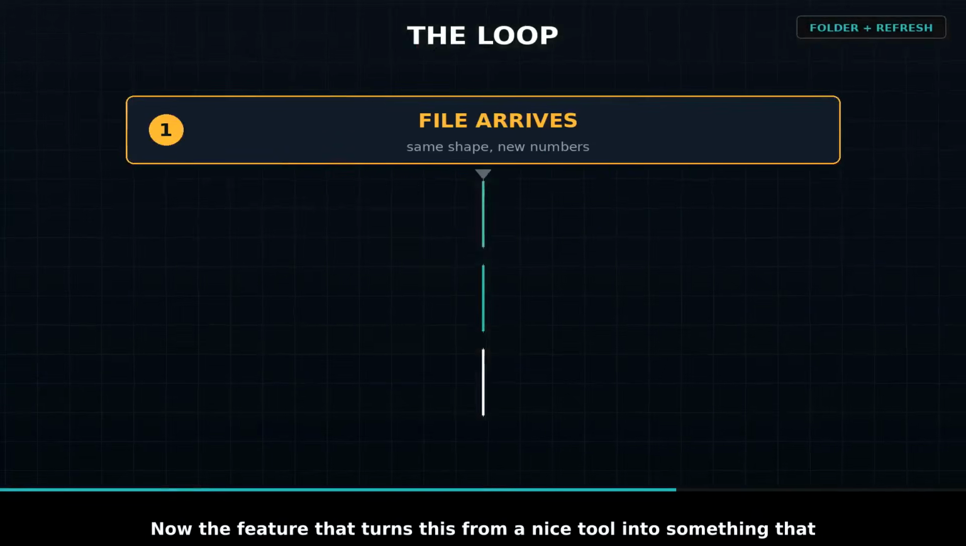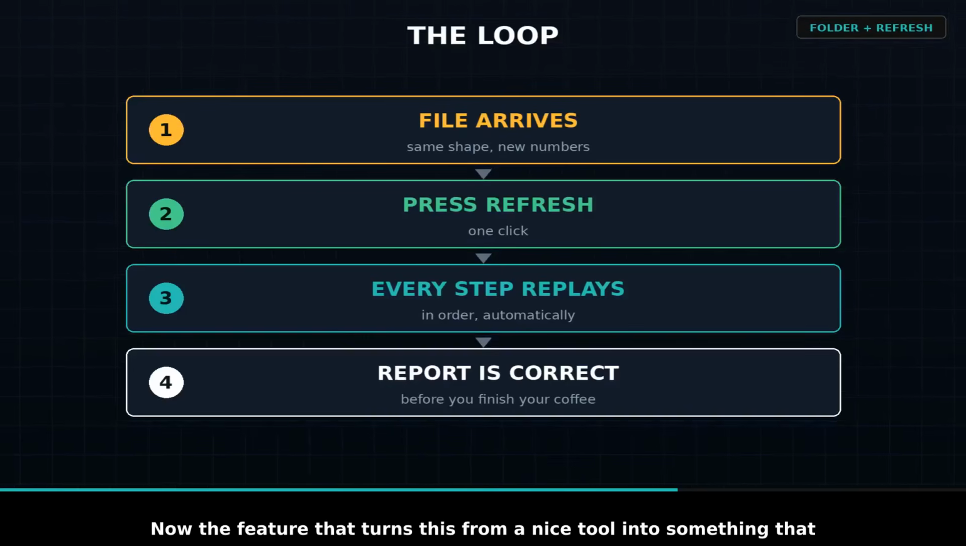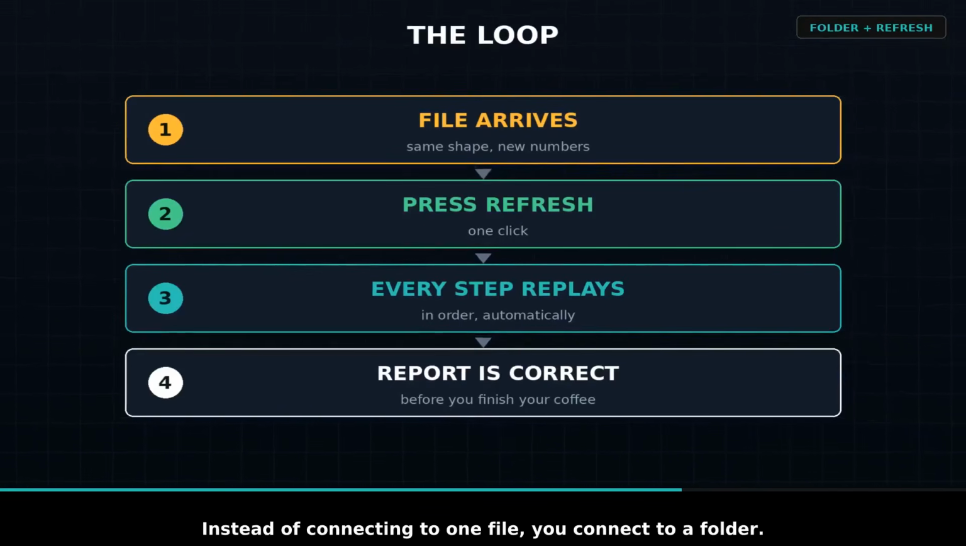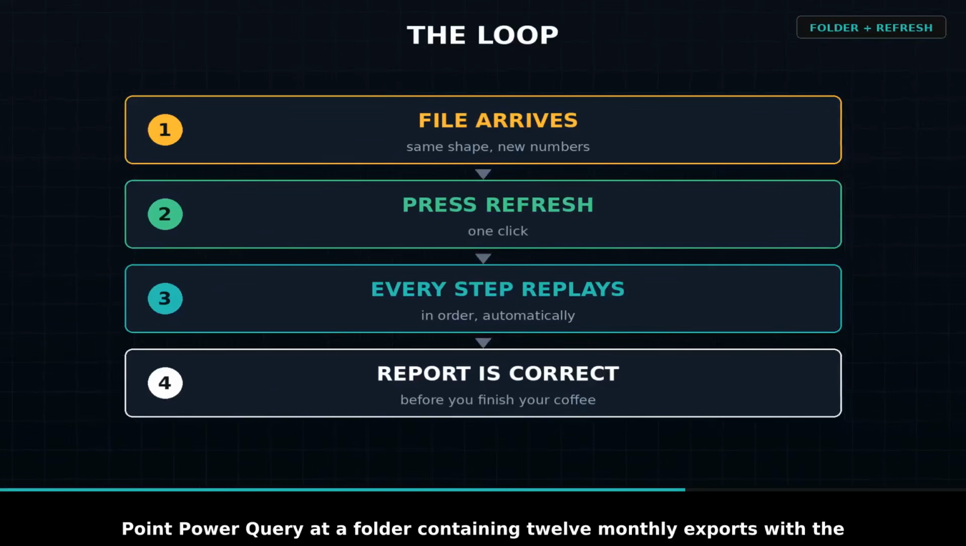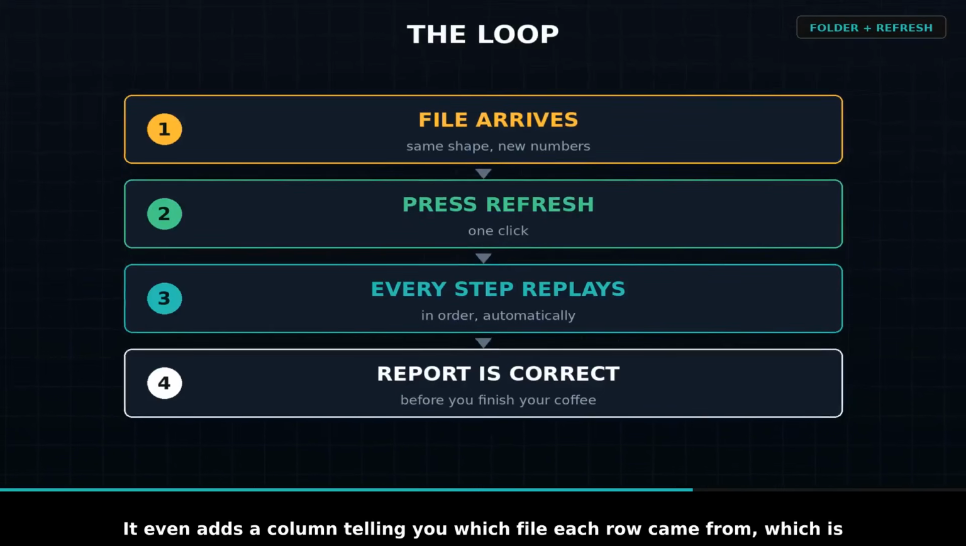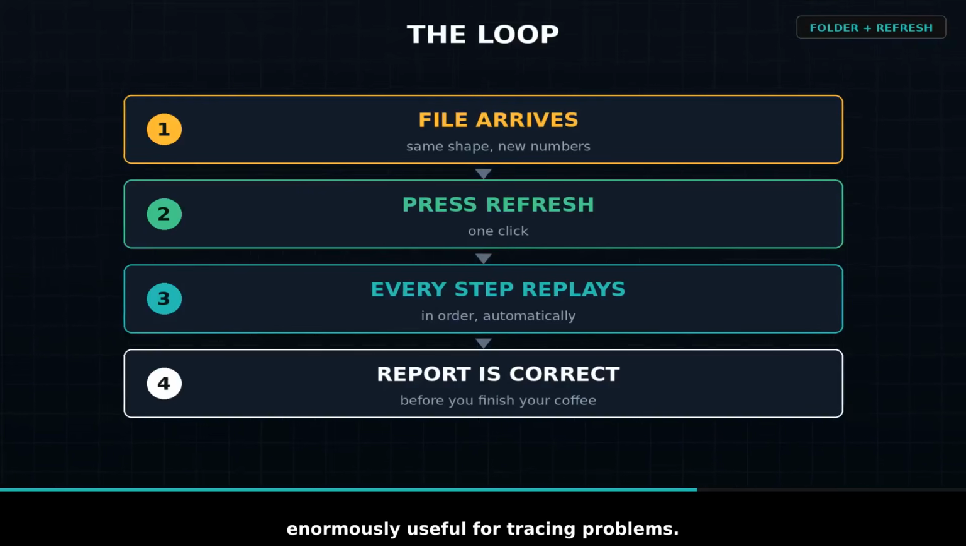Now the feature that turns this from a nice tool into something that genuinely gives you time back, the folder connector. Instead of connecting to one file, you connect to a folder. Point Power Query at a folder containing 12 monthly exports with the same structure and it reads all of them and stacks them into one table. It even adds a column telling you which file each row came from, which is enormously useful for tracing problems.